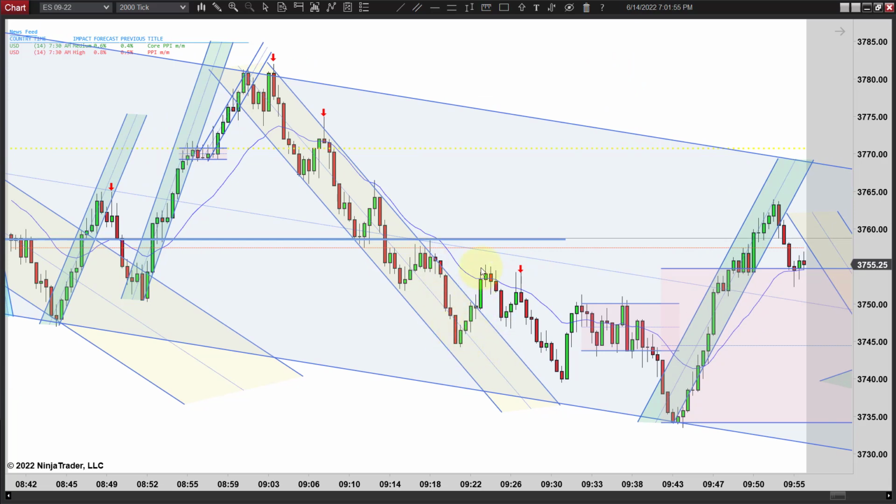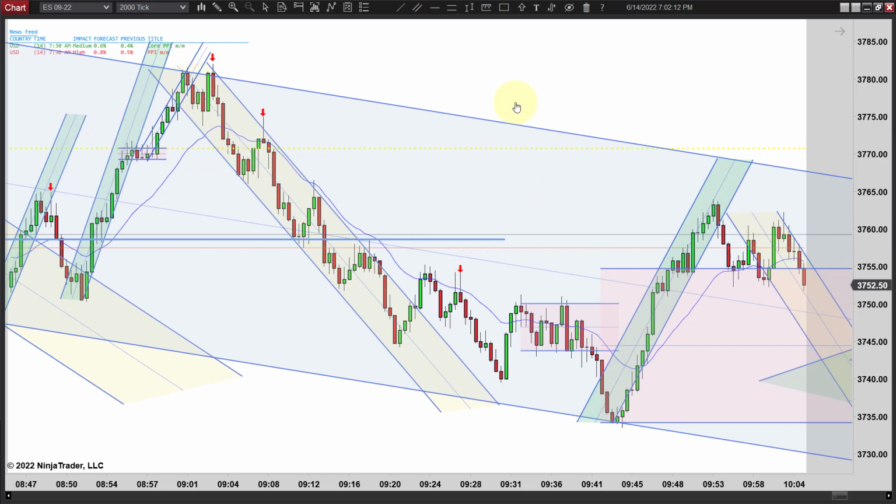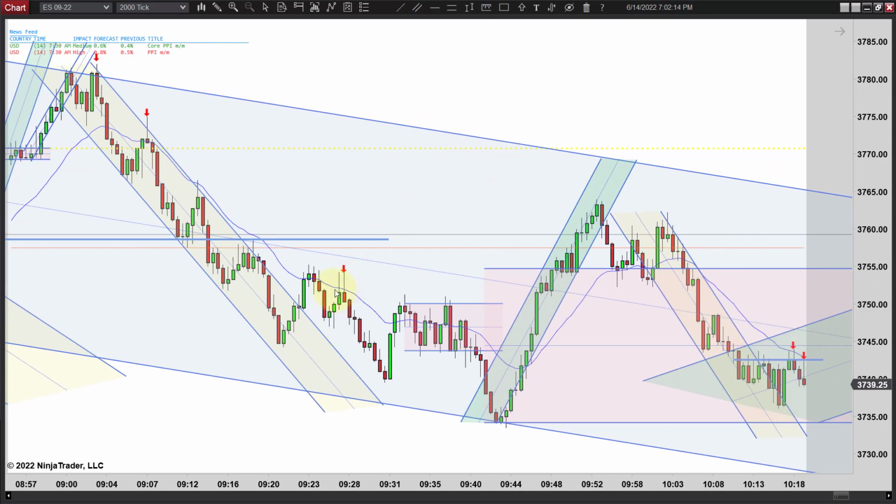We drop down. You actually get a break of the yellow channel. We talked about this one already. It's a second entry short. And again, by the count, your second entry is right here. But that looks like one leg up, one leg down, and another leg up. And that turns out to be a really nice move.